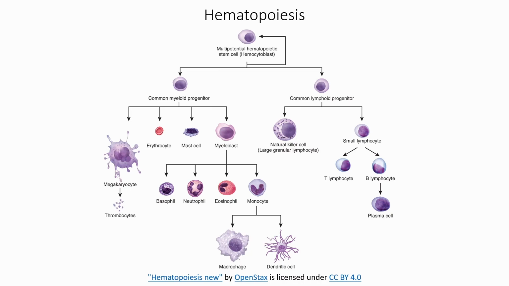The erythrocyte, your red blood cell. The mast cell, which is already done, and the myeloblast can become any of these white blood cells you see down here, which would be basophils, neutrophils, eosinophils, the granular white blood cells, or a monocyte, which can then further differentiate into macrophage or dendritic cell. On the common lymphoid progenitor, we can become a natural killer cell or a lymphocyte that can become either a T or a B lymphocyte. The B lymphocytes can then further differentiate to become plasma cells or memory B cells, which then hold on to the memory of how to make antibodies.